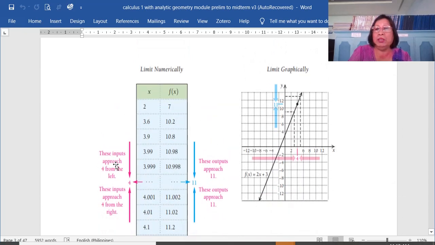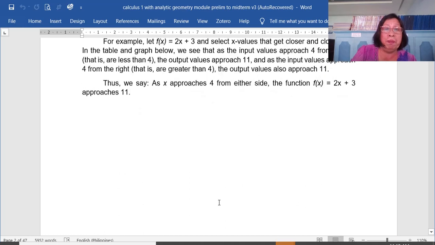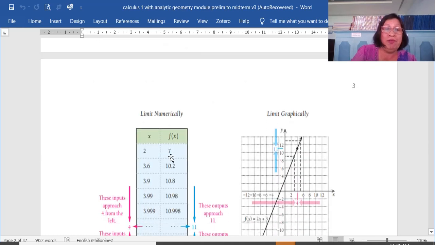So on the next page, class, page 3, as you see in your module, these inputs approach from the left. We have here the values of x. When you substitute into the equation x as 2, it's simply 2x plus 3, and 2 times 2 is 4, because you substituted x by 2, which will give you 4 plus 3. And now your f of x or y is equal to 7. That is why we have this 7.